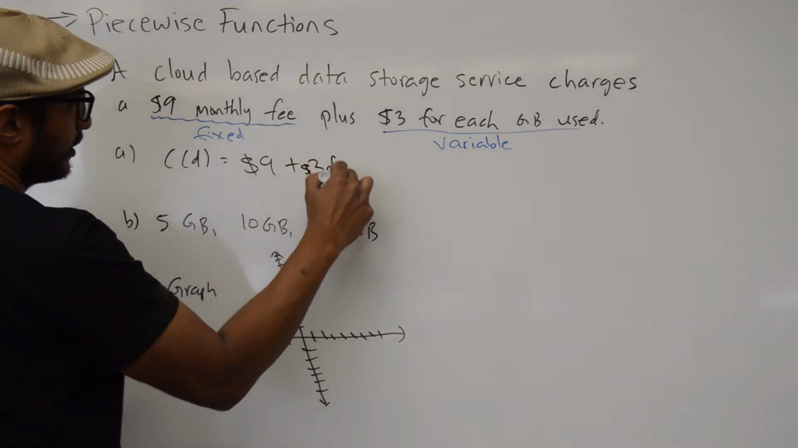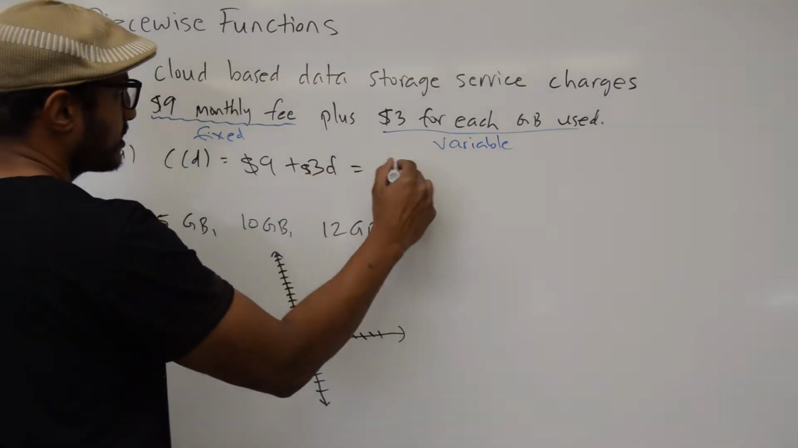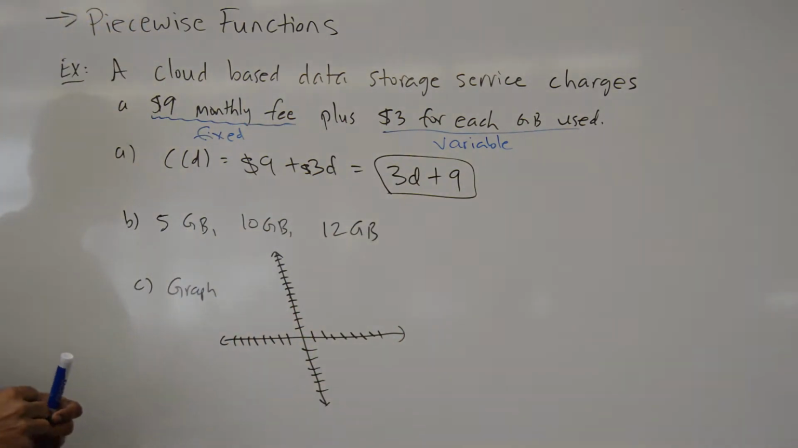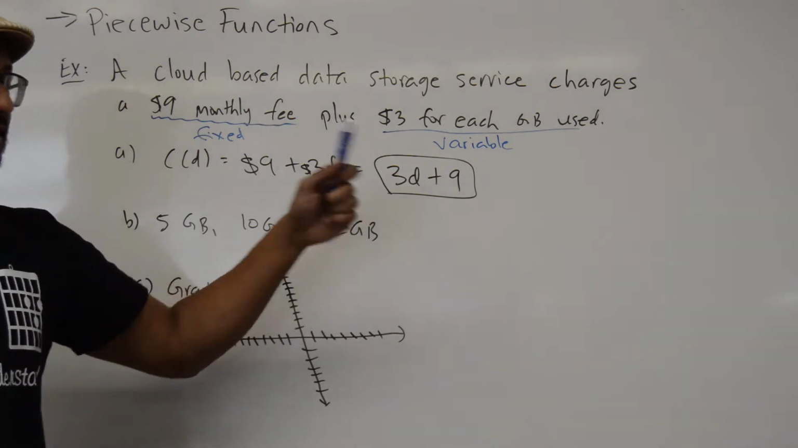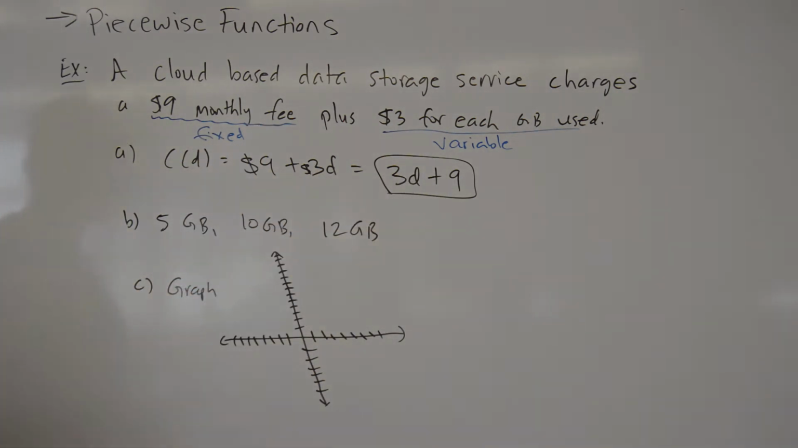So the cost is going to be your $9 monthly fee plus $3 for each gigabyte used. We're using D for data or gigabytes used. So your cost function is going to be C equals $9 plus 3D, or if you rewrite this, it's going to be 3D plus 9. That is your cost function: $9 monthly fee, that's fixed, it's not variable, plus 3 times the amount of data used.